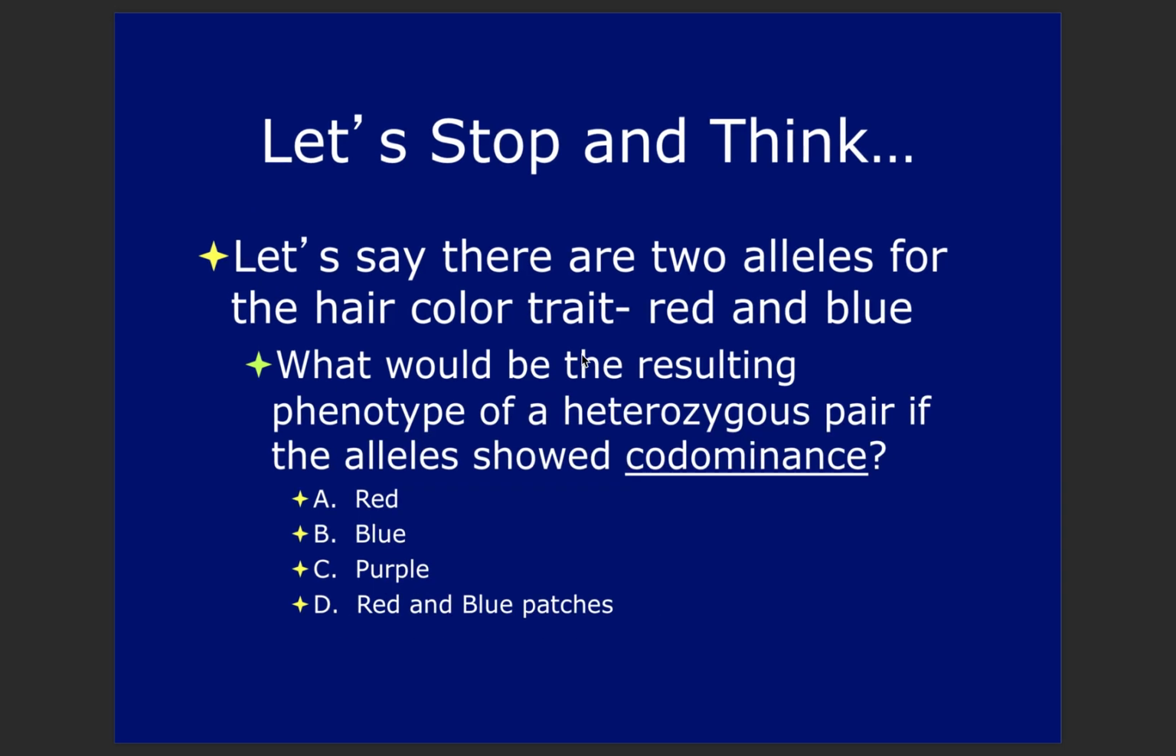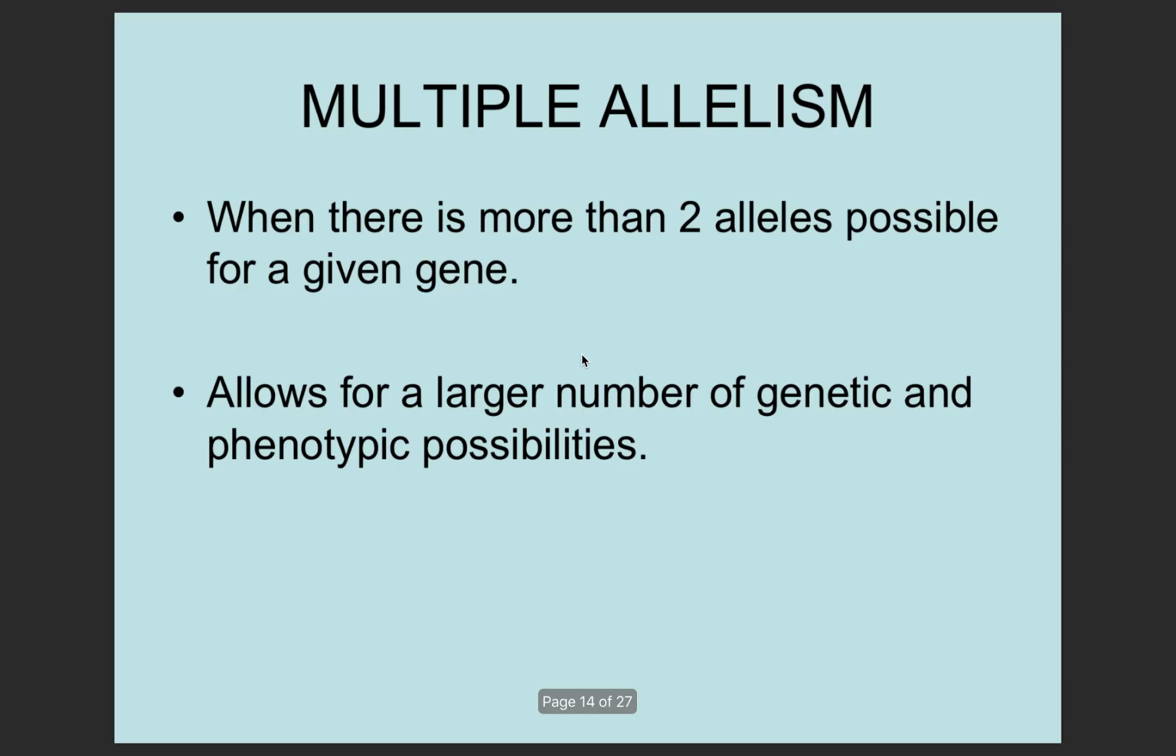The next question is the same setup, red and blue hair colors. And this is the phenotype of a heterozygous pair of alleles shown in codominance. So remember, codominance is where they're both present. So for this one, you should get your answer as D, the red and blue patches. So this trait would show up as both colors instead of a mixing of the colors.